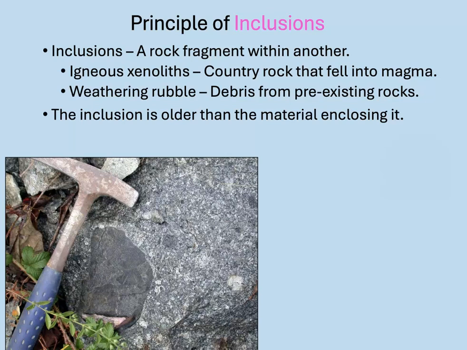Sometimes we call that surrounding rock country rock or wall rock, and sometimes pieces of it fall into the magma chamber. That's what happened here. This darker rock was part of the surrounding area. It fell into the magma chamber. The magma cooled and crystallized, and now it is a foreign rock or xenolith inside a younger rock. Rubble that is created from weathering of rocks that is then incorporated into new rocks is also older.